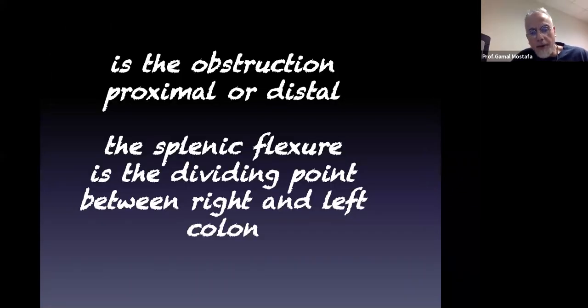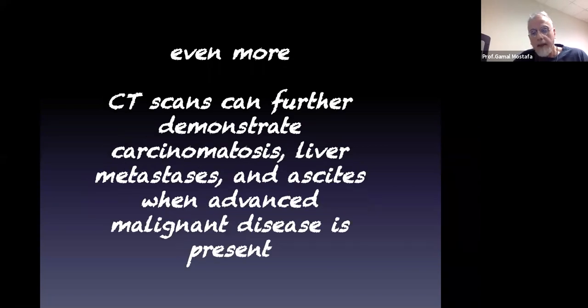Is the obstruction proximal or distal? The splenic flexure is the dividing thing. So distal to the splenic flexure is distal or left colon. Proximal to the splenic flexure is proximal or right colon. Even more, CT scan can further demonstrate carcinomatosis, liver mets, ascites. It can tell you all this.